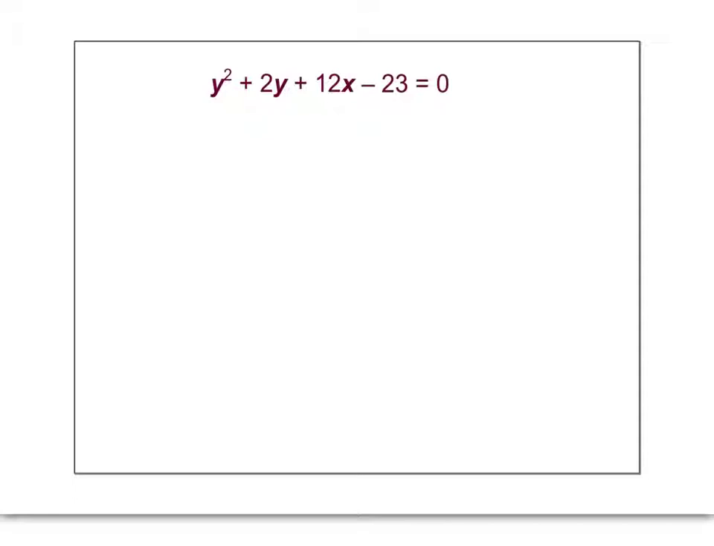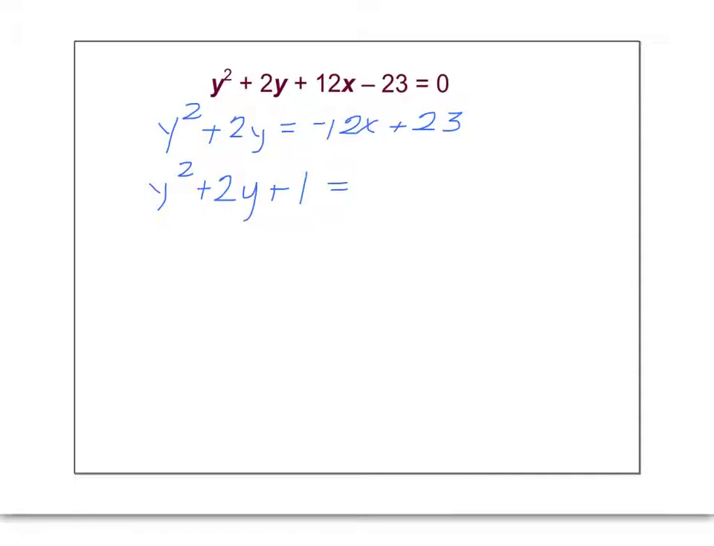And so we have y squared plus 2y equals negative 12x plus 23. And remember, the goal is to complete the square using y squared plus 2y. We want to create a perfect square trinomial. And so y squared plus 2y, if we divide the middle term by 2, that gives us 1 for the coefficient, and then if we square that, we still get 1. So that means that we're adding 1 to the left-hand side in order to complete the square.